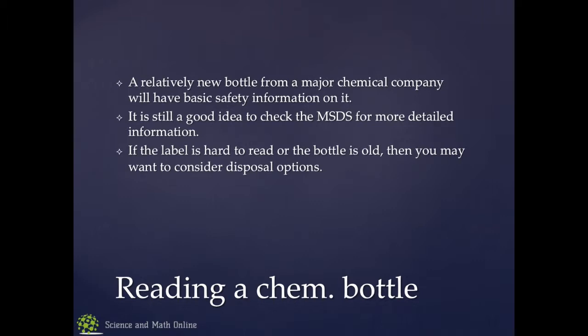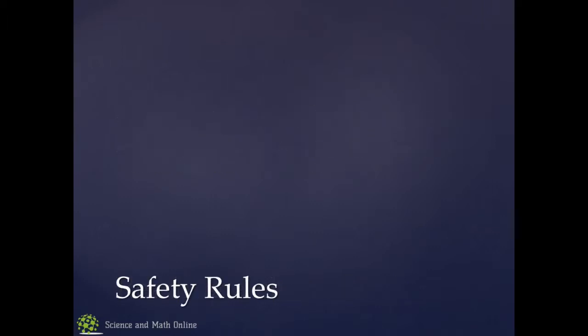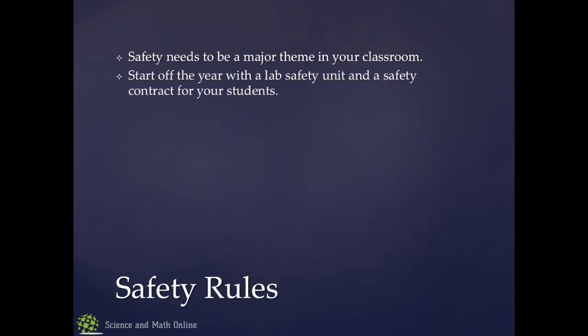All right. So this first part of the lab safety lesson we've looked at is you need to know what the risks are. Now we're going to look at how to minimize risk a little bit more. And a lot of that comes down to safety rules. Safety rules need to be a major theme in your classroom. And what I mean by that is this.